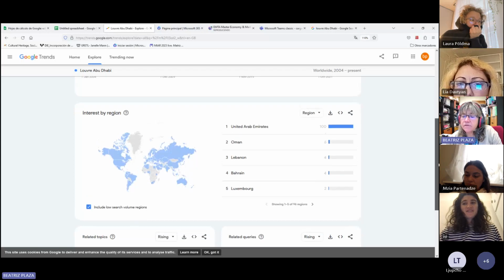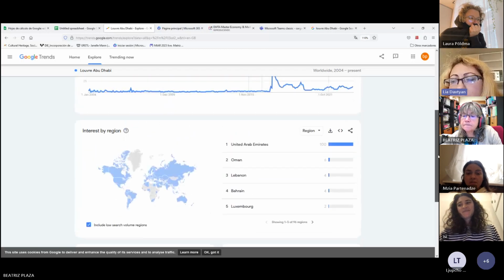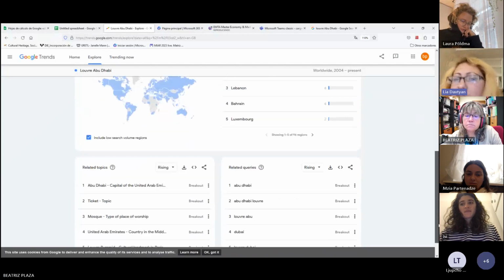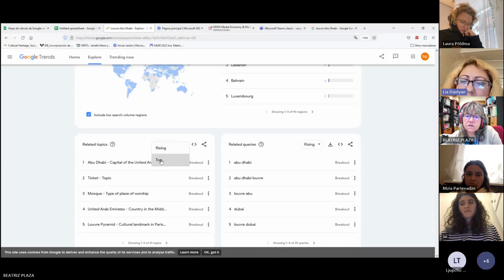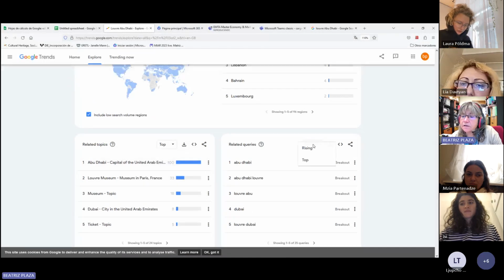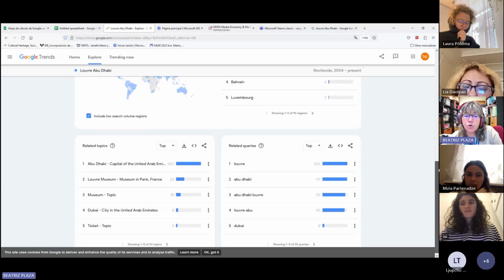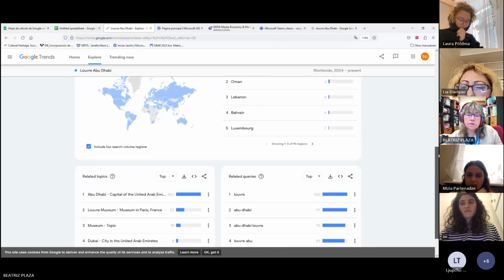Okay, is this clear enough? Can I please clarify my question? The countries listed below are the countries that are interested in this building, people located in those countries that are Googling for this. Yes, so it is interest by countries, yes.